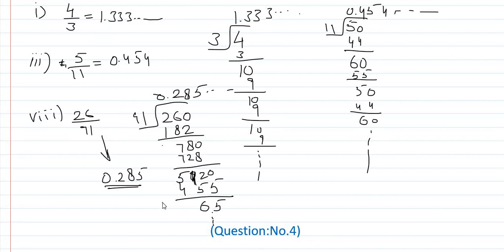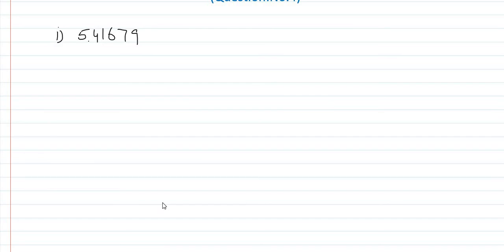Now we are solving question number 4. Question number 4 is, round off the following decimal up to 3 decimal places. Part number 1. 5.416679. We have to round off it till 3 decimal places.